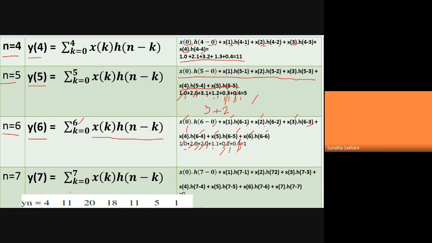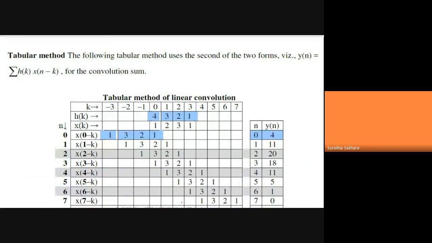So all the values are tabulated here. y of n is equal to 4, 11, 20, 18, 11, 5 and 1. So this is what the y of n convolution output is. If you want to tabulate all the operations, then you get a tabulation operation as seen here.